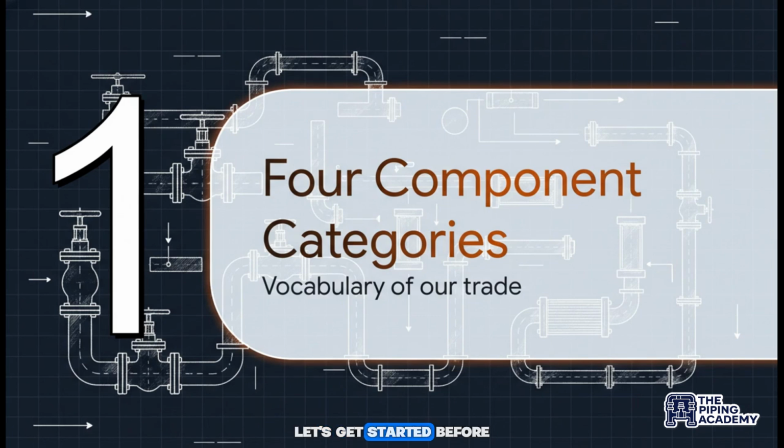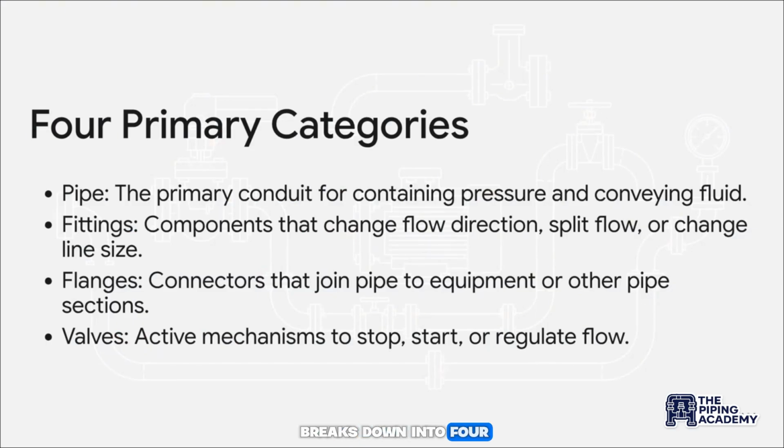Okay, let's get started. Before we can even begin to analyze a complex system, we have to be speaking the same language. We have to master the vocabulary. So first, let's categorize the basic building blocks you'll find in any process piping system. It really breaks down into 4 simple groups. First, you've got the pipe. That's your primary conduit, the cylinder that's containing all that pressure.